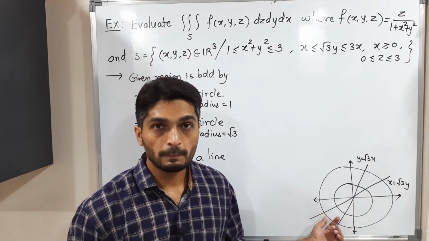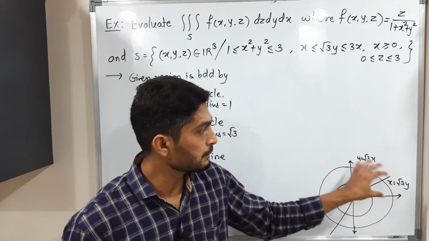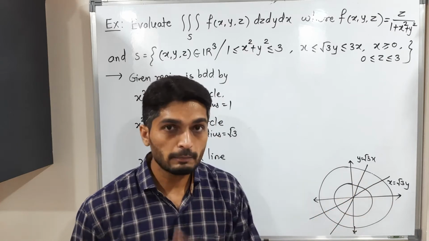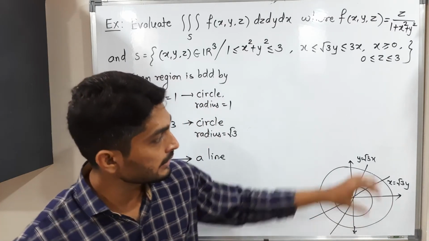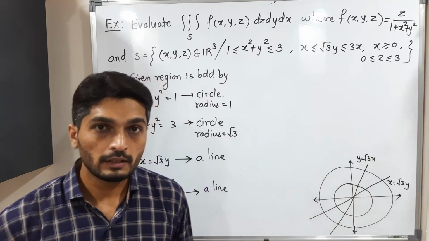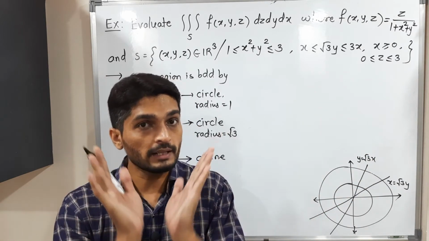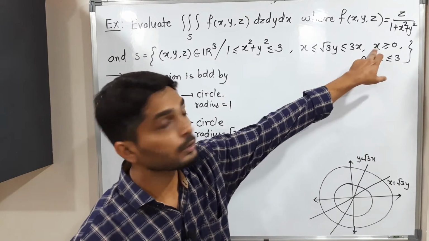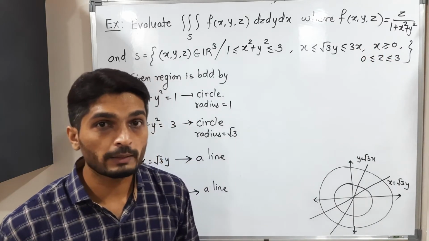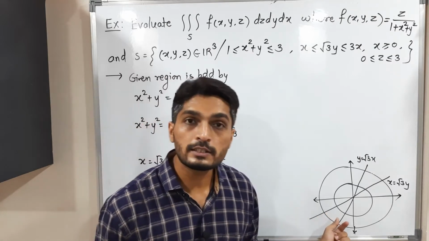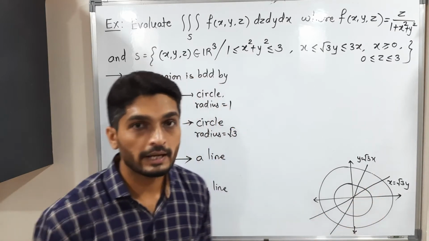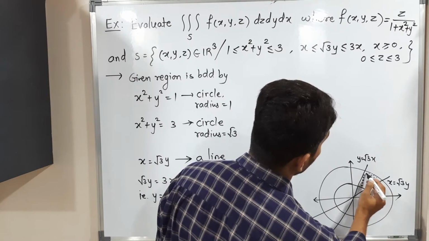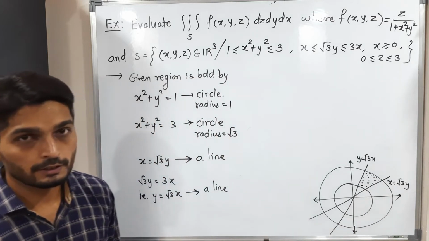See, the region bounded by these two circles is obviously this region, as well as the region bounded by these two lines. That means we have only two possibilities: either this region or this region, bounded by circles as well as by lines. But they have added one more condition, that is x is greater than or equal to 0. That means here x should be positive. If you consider this region here, x is negative. So I should consider that region only. See, dotted lines here show the region. So the shaded region is the region of integration.